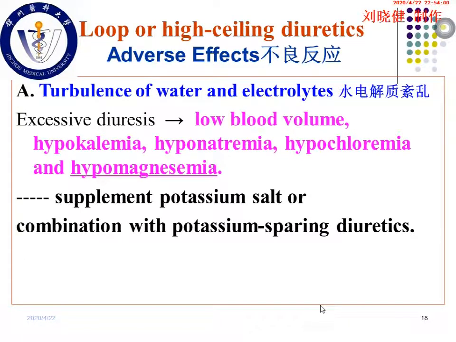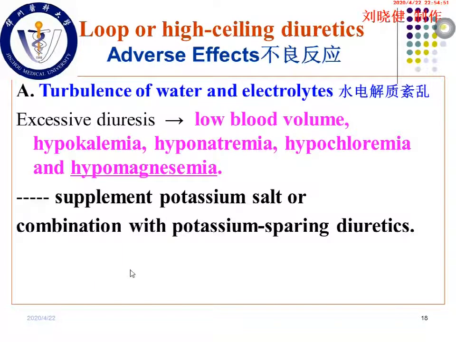Because these drugs have very rapid and potent diuretic effects, especially promoting electrolyte excretion, they first induce disturbance of water and electrolytes when used too much or for a relatively longer time. Because of excessive diuresis, they may induce low blood volume, hypokalemia, hyponatremia, hypochloremia, and hypomagnesemia, and more often hypokalemia. So it is necessary to supplement potassium salt or combine with potassium-sparing diuretics.